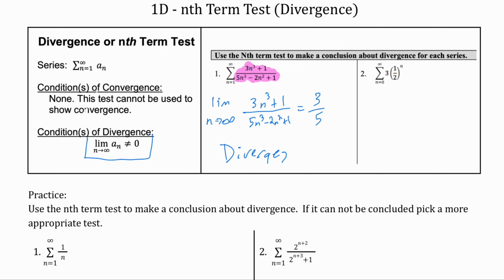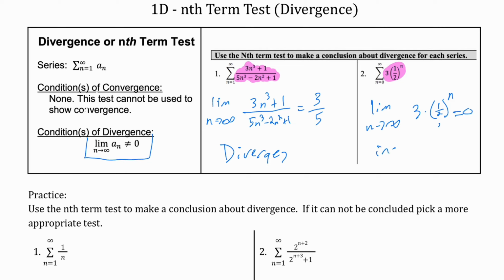All right, we could look at this next one too and do the same thing. We're going to evaluate the limit of the sequence. So the limit as n approaches infinity of 3 times 1/2 to the nth power. Now this one's interesting because as we raise the exponent of 1/2 larger and larger, the denominator is getting larger and larger, but the numerator is staying the same. So this is essentially going to approach 0, and 3 times 0 gets us 0.